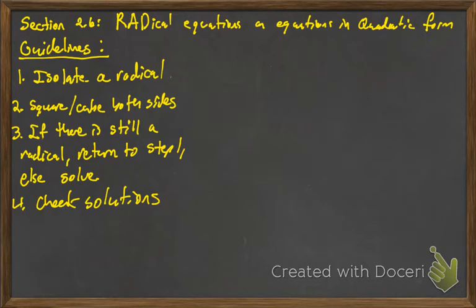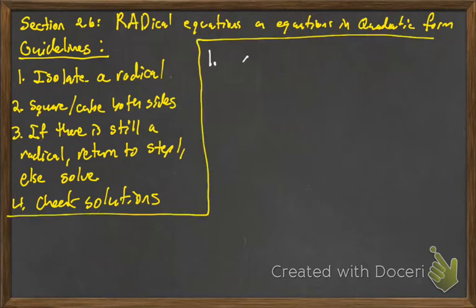And like any equation that has variables in the denominator, if we have variables inside a radical, we will need to check our solutions, make sure they actually work out. Okay, so let's go ahead and look at the first one here. We've got the square root of x minus 7 is equal to 5.